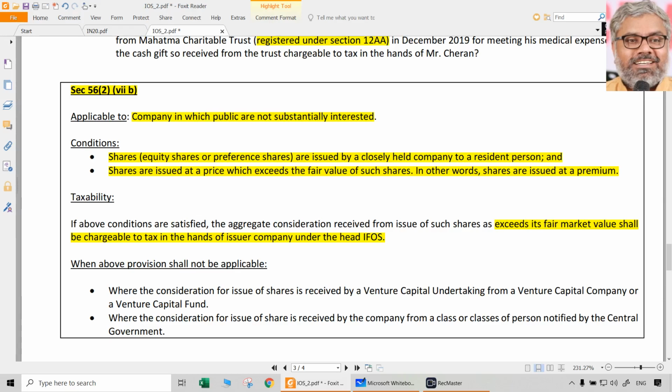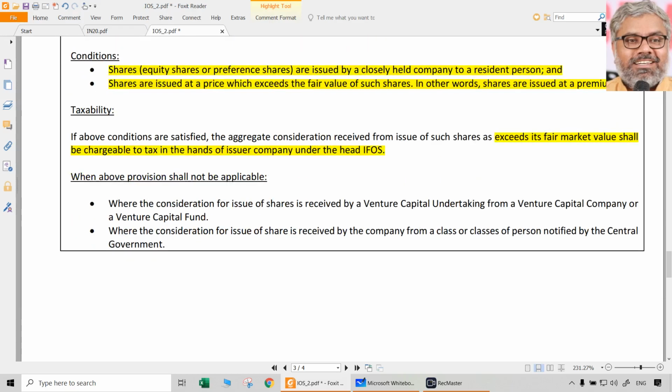But if you issue the shares at premium at a price which is more than the fair value of those shares, then the excess of the amount over and above the fair value of the shares, fair value, not face value, shall become taxable in the hands of the issuer company as income from other sources. Of course, there are some exceptions to this.